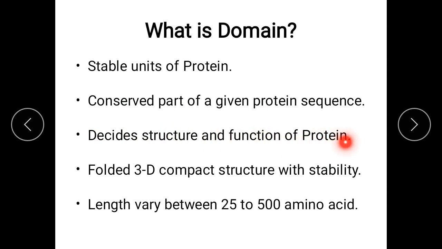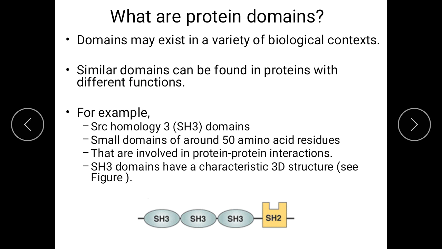It decides the structure and function of the protein, the folded 3D compact structure with stability, and the length of a domain varies between 25 amino acids to 500 amino acids. So domains exist in a variety of biological contexts. Similar domains can be found in proteins with different functions. Let's see, this is the SRC homology 3 or SH3 domain, a small domain of around 50 amino acid residues that are involved in protein-protein interactions. The SH3 domains have a characteristic 3D structure.